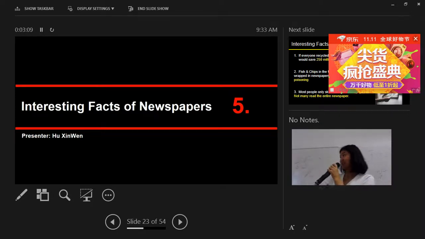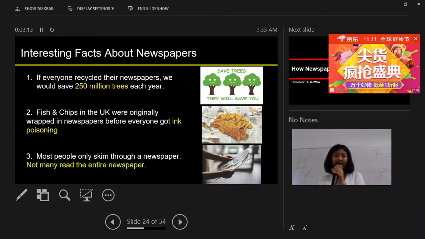I think there are some fun facts. First, if everyone recycled the newspaper, we would save 250 million trees each year. It's a huge number, and with online newspapers, we can reduce the stress on the environment. And fish and chips in the UK were originally wrapped in newspaper before everyone got concerned about ink.